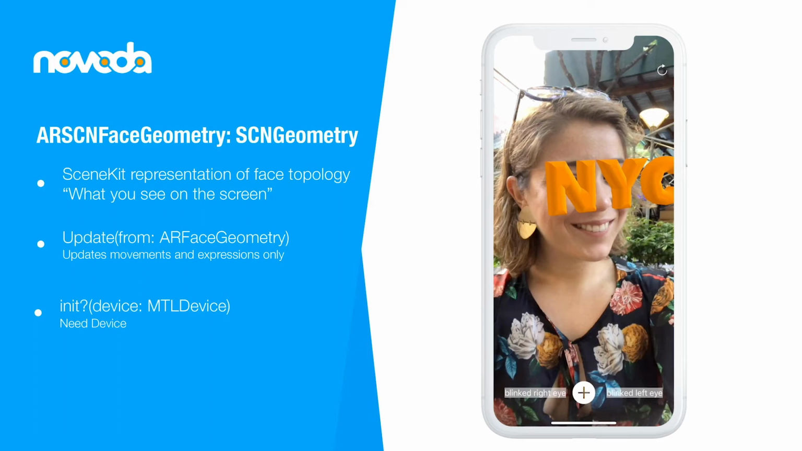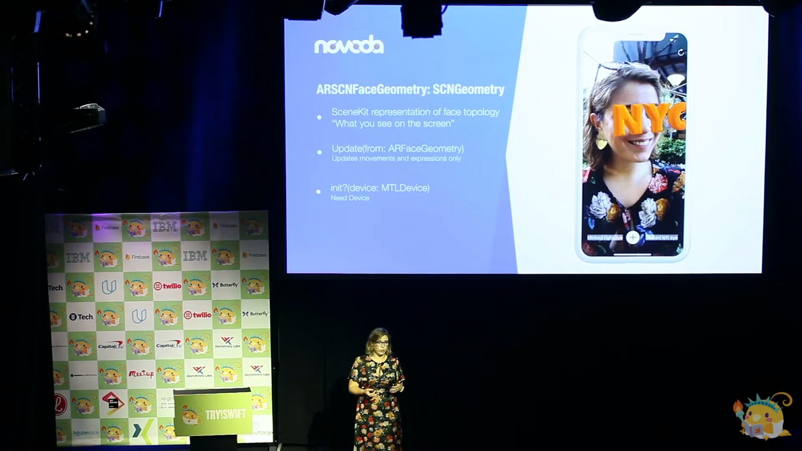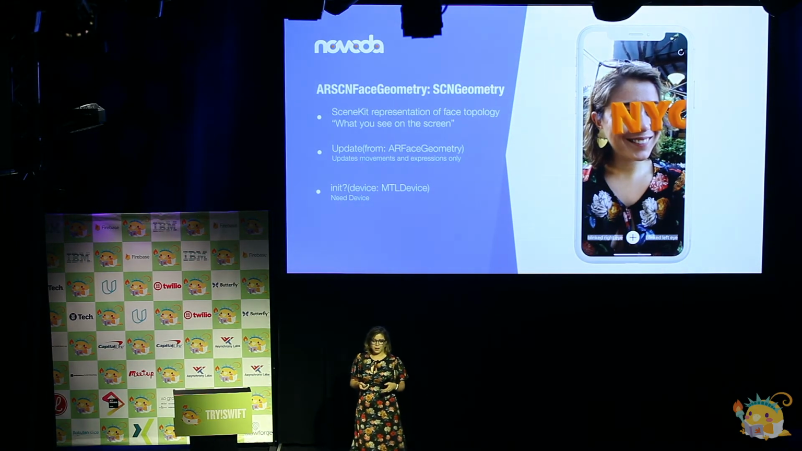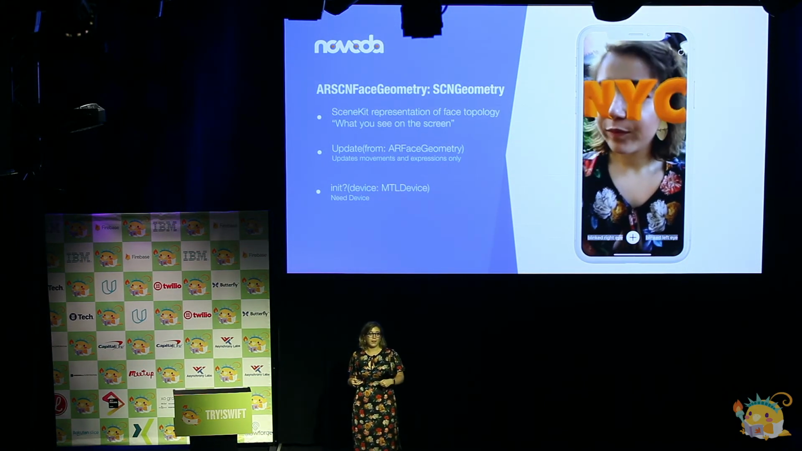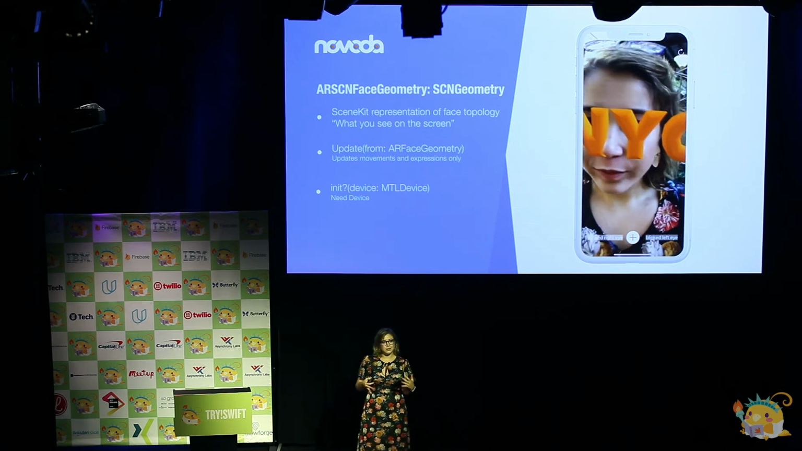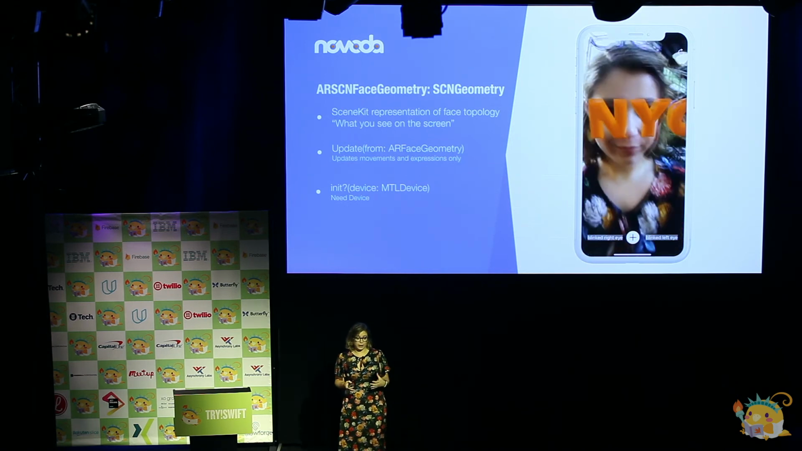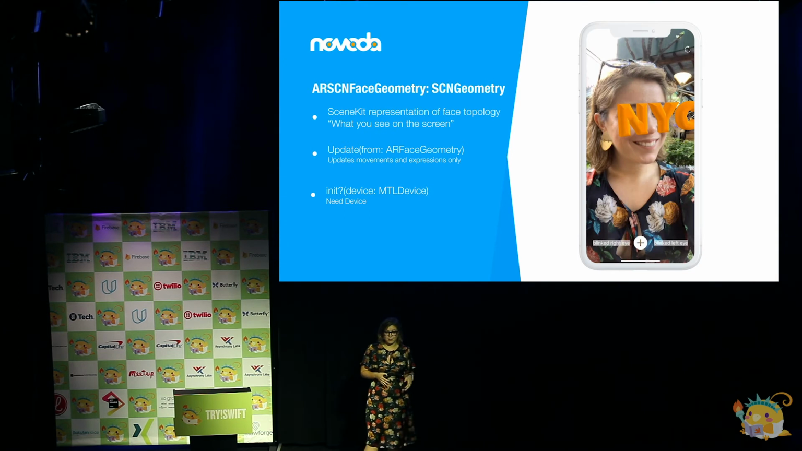ARSCNFaceGeometry. The ARSCNFaceGeometry is a part built upon SceneKit that actually renders things onto the face. So far, everything that I've taught before, face anchor and ARFaceGeometry, is like the backbone. It gives you data, but it doesn't show you anything. The ARSCNFaceGeometry is the one that gets all the rendered data and actually shows it on the screen. So it's really important, and it is based on SceneKit.